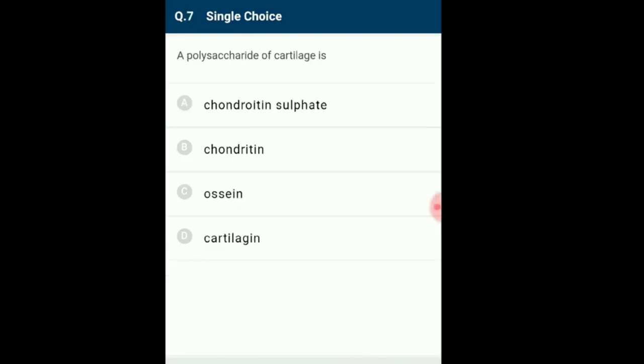Question number 7. A polysaccharide of cartilage is chondroitin sulfate or sulfated glycosaminoglycans. It is generally called GAG and is the principal structural component of cartilages. These unbranched polysaccharides are composed of alternating sugars of glucuronic acid and N-acetyl galactosamine. So the answer for this question is option A, chondroitin sulfate.